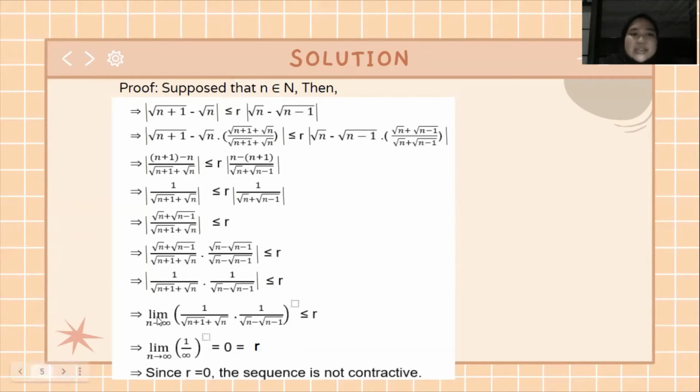So next, limit n to infinity, 1 over square root n plus 1 plus square root n times square root n minus square root n minus 1 is less than R. So limit n to infinity, we will get 1 over infinity. So the answer is 0. So since R is equal to 0, the sequence is not contractive.